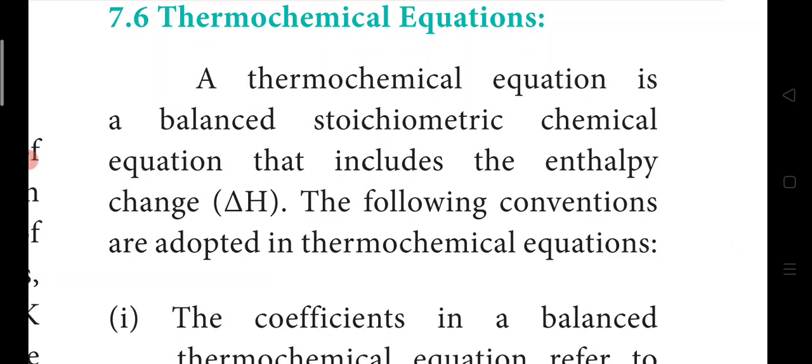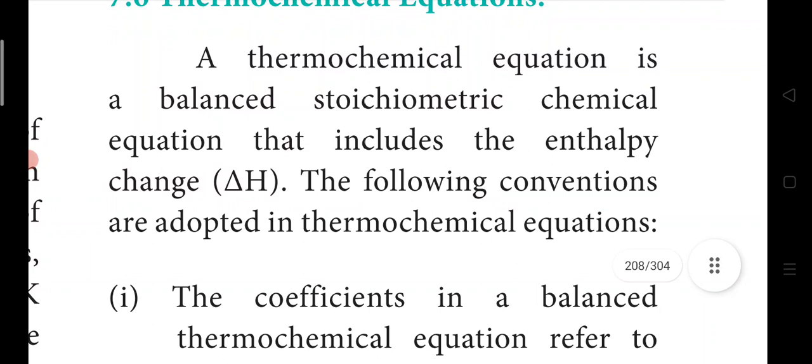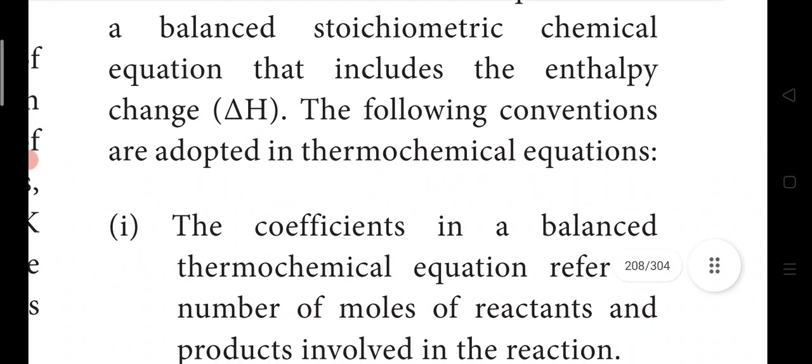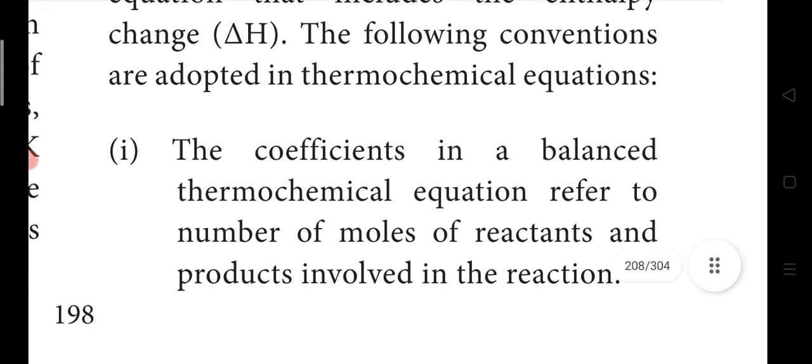It is a balanced stoichiometric chemical equation that includes the enthalpy change. Thermo is nothing but heat energy. So what is this thermochemical equation? It is a balanced stoichiometric chemical equation that includes the enthalpy change, meaning the heat energy change, delta H, which is the change in heat energy. The following conventions are adopted in the thermochemical equation.